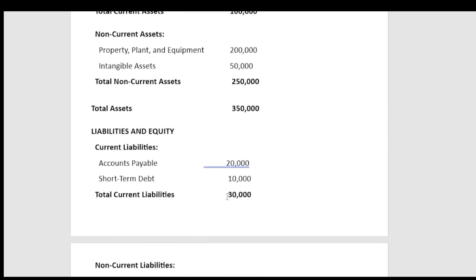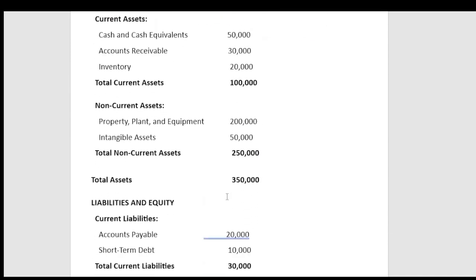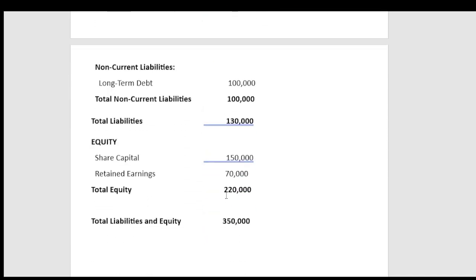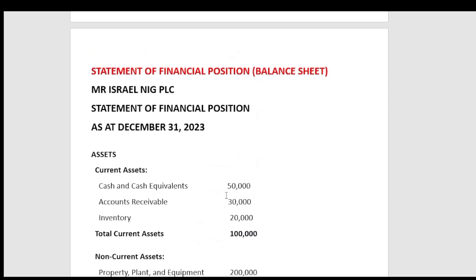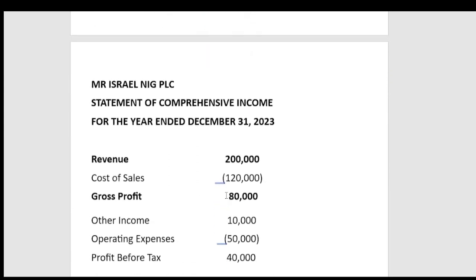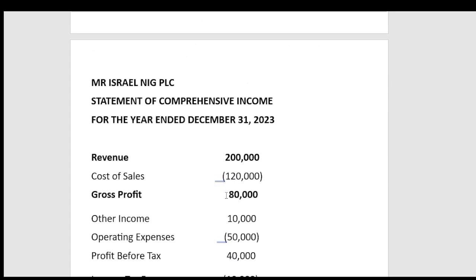So this is the template of how the financial position looks according to IAS 1. This is how it would look. Now let's go to the second one, you will see some similarities. This is our statement of comprehensive income. Check, the name of the company is still there. It is no longer financial position, but statement of comprehensive income for the year ended 31st December 2023.